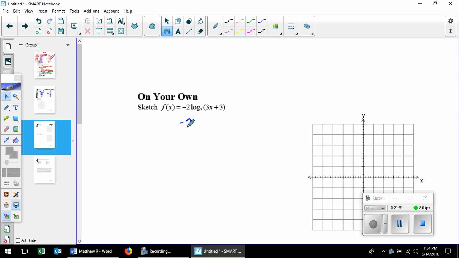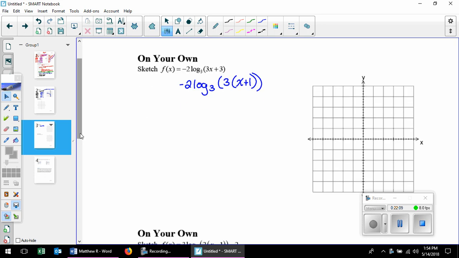So, we're going to have -2 log base 3, 3 bracket x plus 1. What's my basic log graph here? It's base 3 now. So all the other ones that we were working on don't really apply.